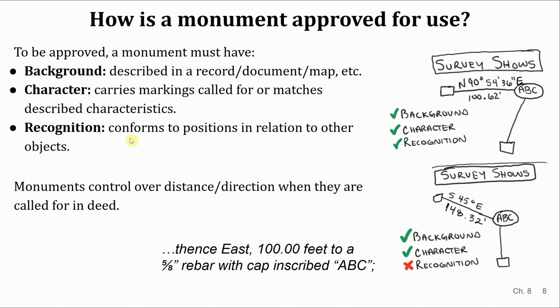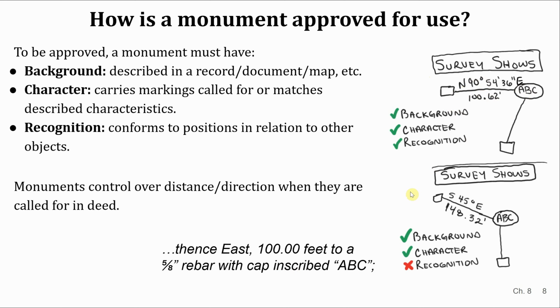So an example has been provided here. We have a description that says east 100 feet to a 5/8 inch rebar with a cap inscribed ABC. For the top example here, we've gone out and done a survey of this description. We found the monument. It has background. It was called for. It has character. It matches how it was described. And it's also recognized, even though the direction is not perfectly east or 100.00 feet, this is pretty close. So I would feel comfortable accepting this monument.